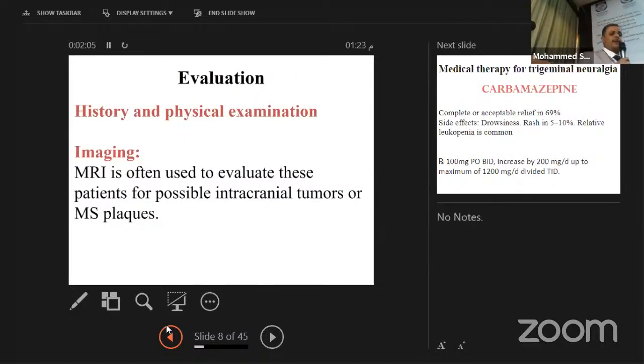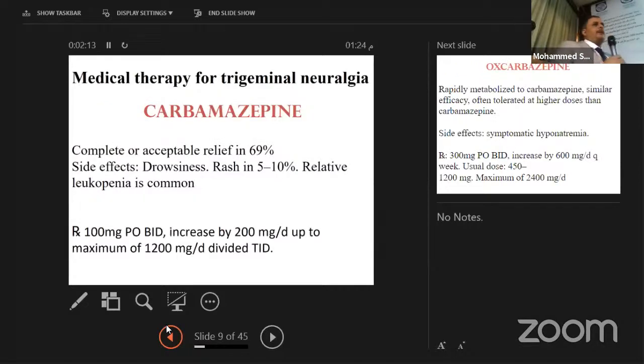Evaluation, good history taking and good examination. MRI is used to evaluate and exclude other pathologies. Medical treatment is the first and the golden choice for any doctor, neurosurgeon or neurologist, to treat this problem.